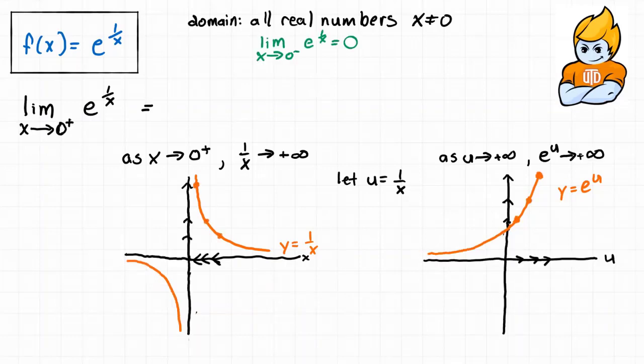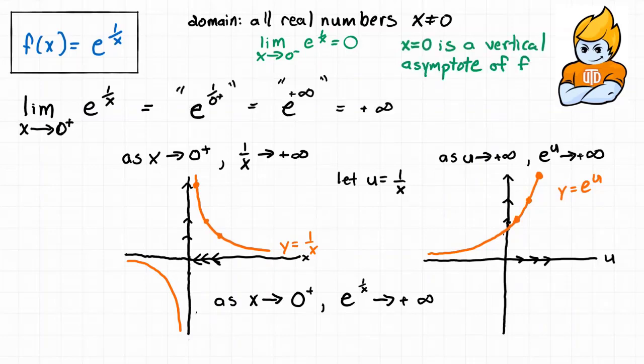So now we let x approach 0 from the right. As x approaches 0 from the positive side, 1 over x tends towards positive infinity. And then if u is 1 over x, and u goes to positive infinity, then we see that e to the u goes off to positive infinity as well. Composing those two limiting processes, we conclude that as x goes to 0 from the right, e to the 1 over x tends to positive infinity. We can also conclude that x equals 0 is a vertical asymptote of our function, because at least one of the one-sided limits is infinite.